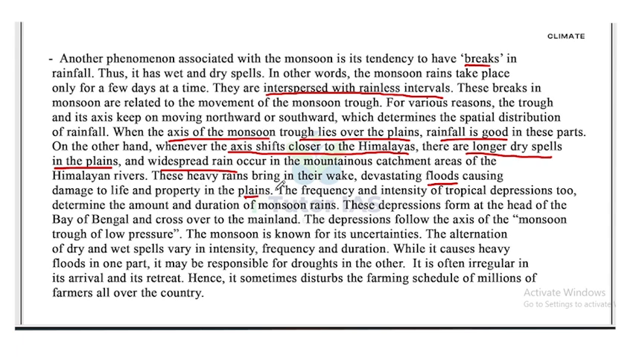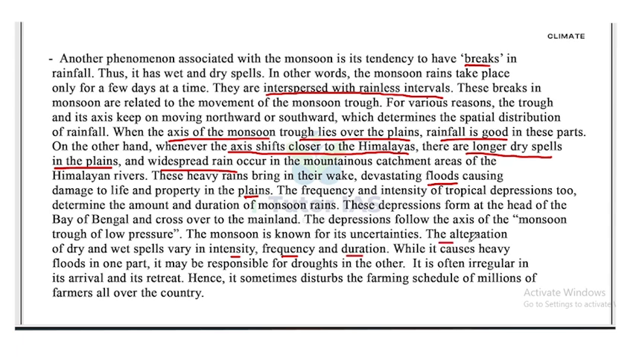Now, the frequency and intensity of tropical depressions too determine the amount and the duration of monsoon rains. These depressions form at the head of the Bay of Bengal and cross over the mainland. The depressions follow the axis of the monsoon trough of low pressure. The monsoon is known for its uncertainties.